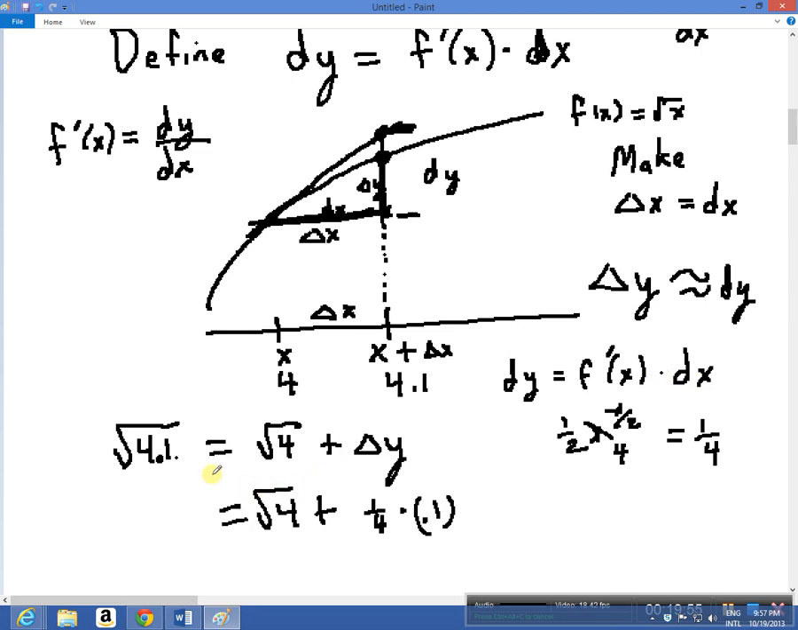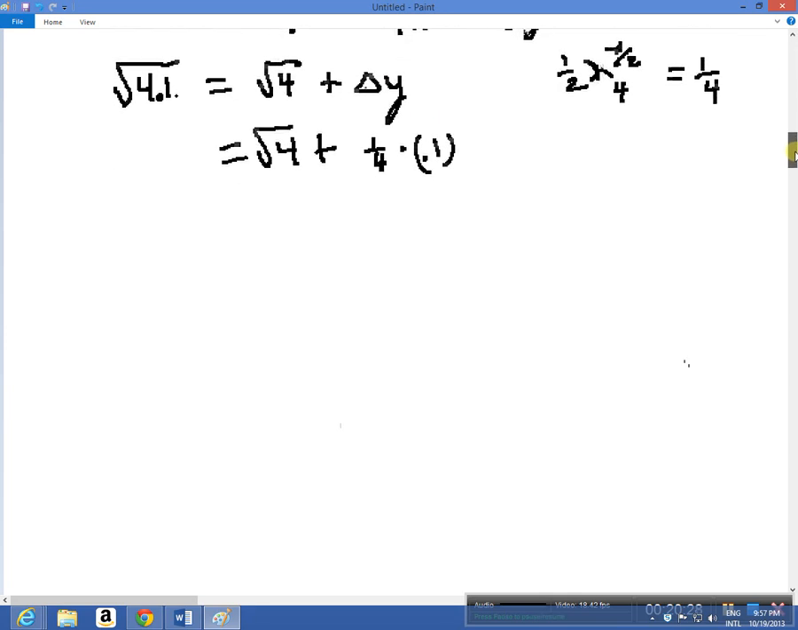So in terms of differentials, we take the square root of this number, 4.1, by taking the square root of our known value, which is nearby, and tacking on the differential of y. And the differential of y is, by definition, the derivative times the differential of x. The derivative, we calculate the slope of the tangent line. That's easy, 1/4. And then you multiply it by dx. So in general, let's just make the picture much, much cleaner and summarize this.